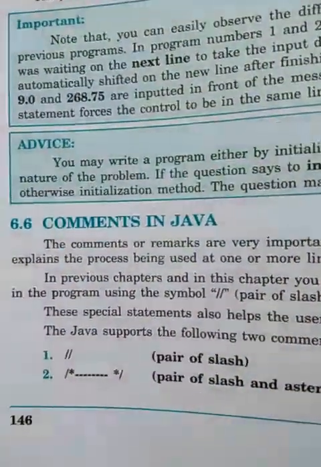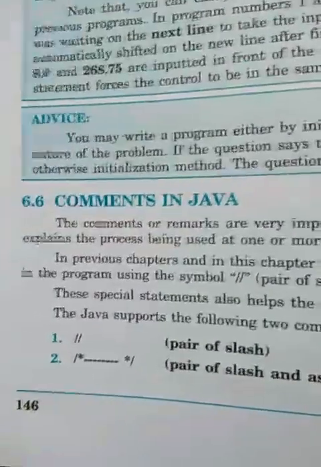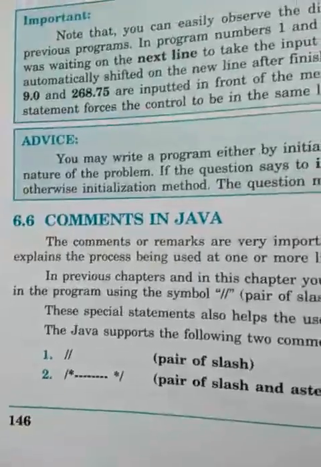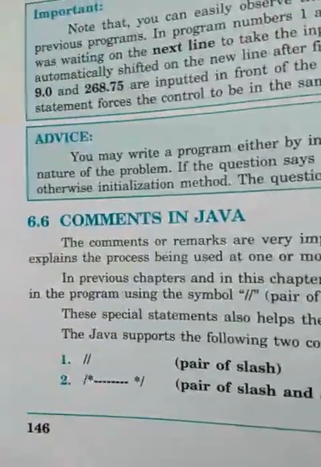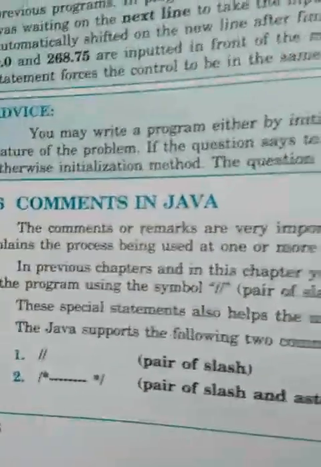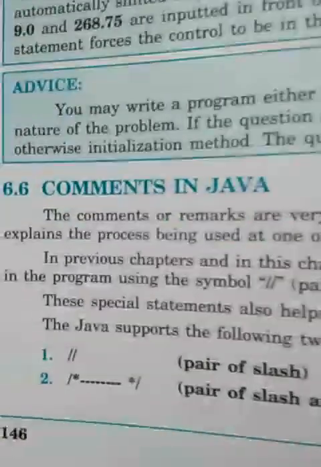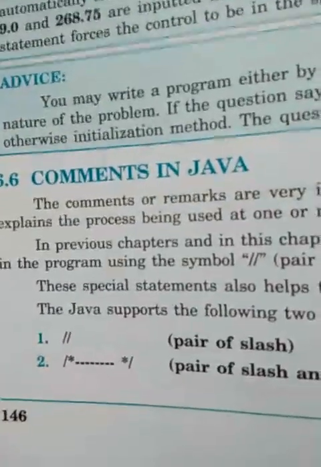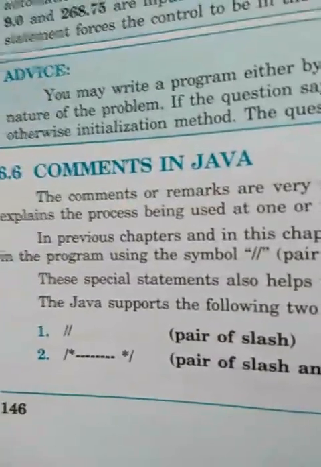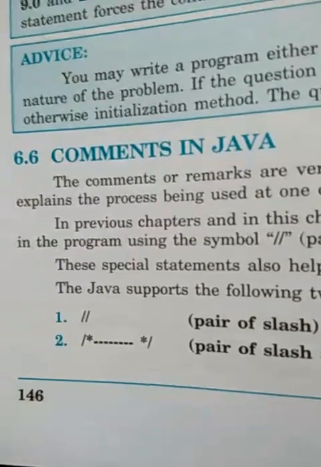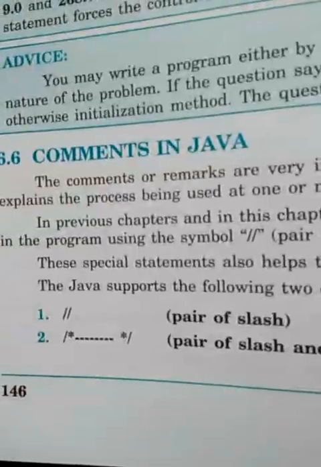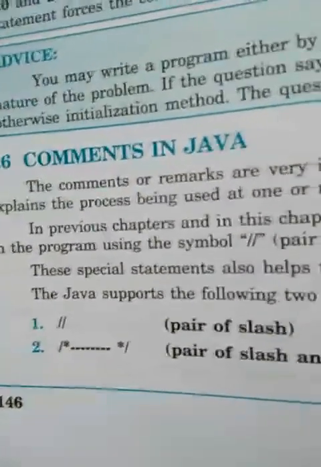Now the next topic is comments. Comments in Java are called non-executable statements. They are only used for documentation, to define what is going on in a statement in a program. There are 2 categories of comment. First is a single line comment, represented by a double slash. Second is a multi-line comment, represented by slash star, and then star slash. Whatever you write between these will become a comment.